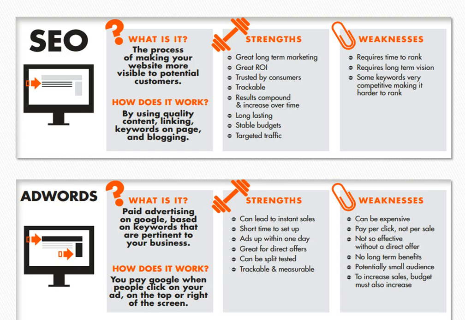So guys, what do we mean by SEO and AdWords? SEO is nothing but making your web content better for a particular keyword, so that it is visible to potential customers. How does it work? You have to create quality content, get good keyword linking on the page, and do good blogging. Earlier, Google used to just see how many keywords you had in the blog, but as the algorithms improve, they are also looking at the quality of the content.